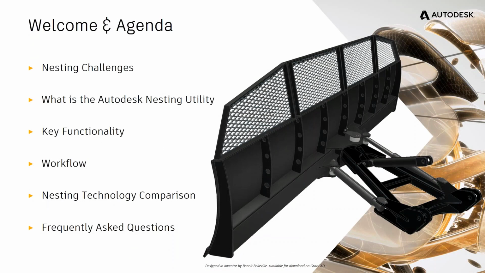Firstly, I'll just talk briefly about some of the typical challenges of a traditional nesting process. We'll look at what is the Autodesk nesting utility. I'll highlight some of the key functionality. We will go through a quick workflow to understand what all that looks like. Towards the end, I'll do a quick nesting technology comparison, because nesting technology is not new at Autodesk. So I'll give you a brief overview of some other nesting technology that's out there and how it might differ from the Autodesk nesting utility. And then towards the end, we'll go over some frequently asked questions.